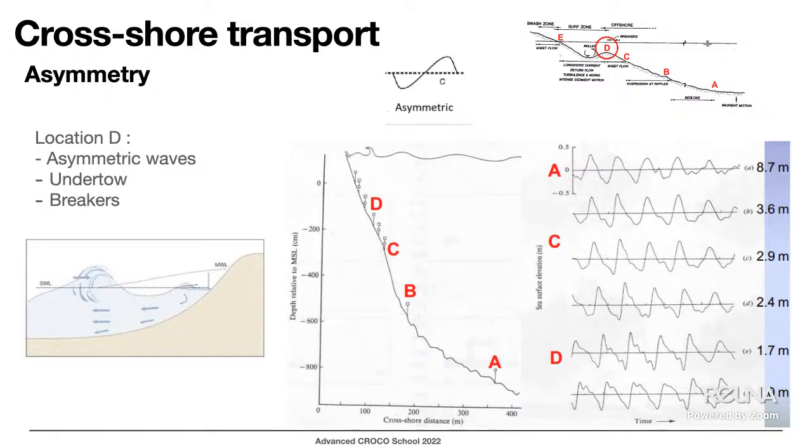And there is also an effect of breakers in terms of turbulence. And the plot on the right is just to show the asymmetry of the waves, which is increasing. So we have a zoom, and the asymmetry of the wave is increasing when we are going more and more to the shore and when the waves are breaking.